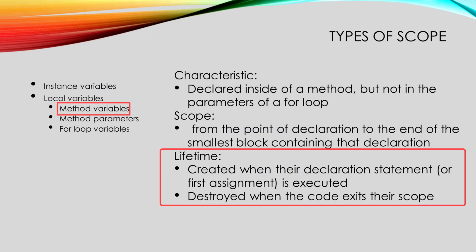The lifetime of method variables is closely connected to their scope. They are created when their declaration is executed, or sometimes when they are first used, and they exist until the program exits their scope.